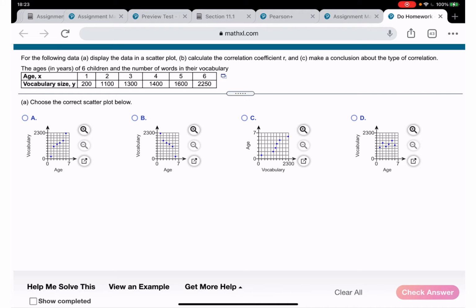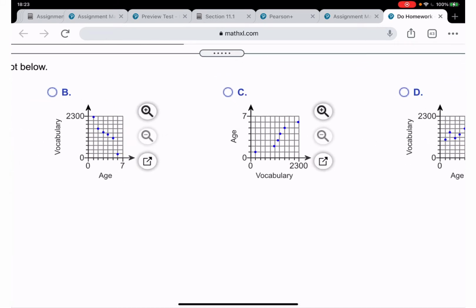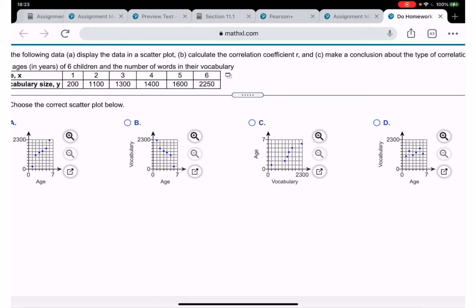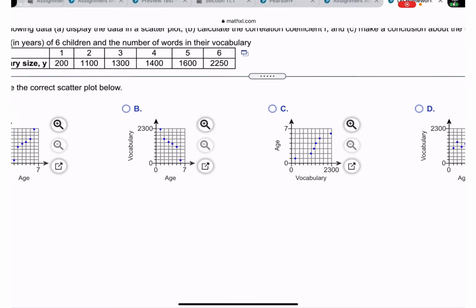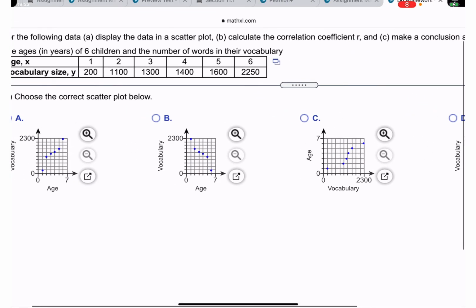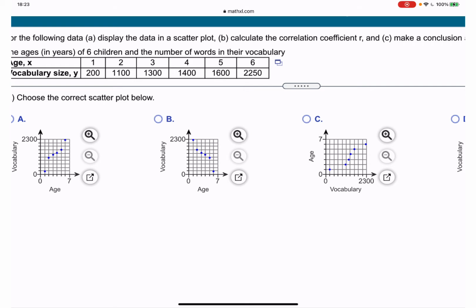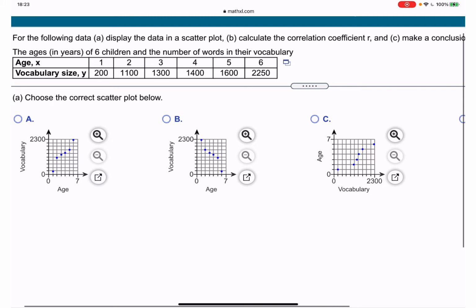With the exception of 2050, which is much higher and far away, it's going to be between A or C. How are we going to find out? Let me see, 2250. This is age, vocabulary size. Oh, I see. Vocabulary size was placed as the independent variable x, which is wrong. Vocabulary size is y. It has to be the dependent variable.